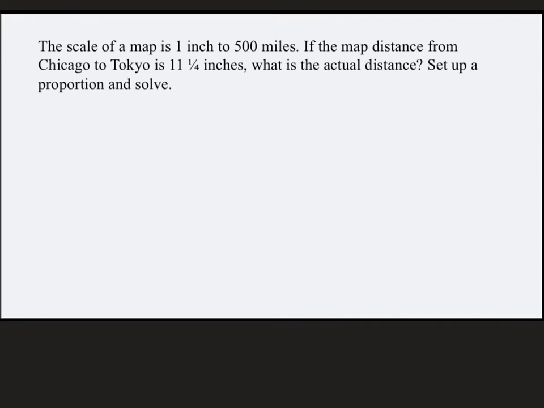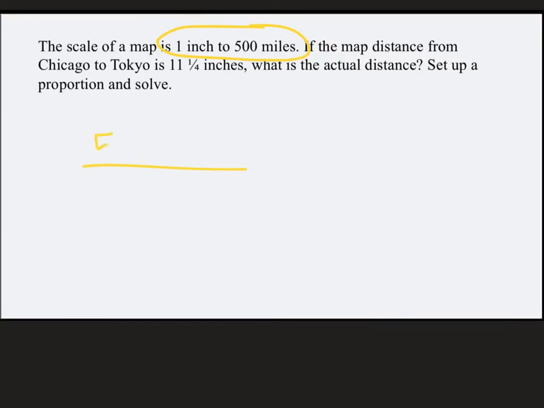All right, next one. The scale of a map is 1 inch to 500 miles. If the map distance from Chicago to Tokyo is 11 1/4 inches, what is the actual distance? Set up a proportion and solve. So start with your given rate. We have 500 miles to 1 inch.